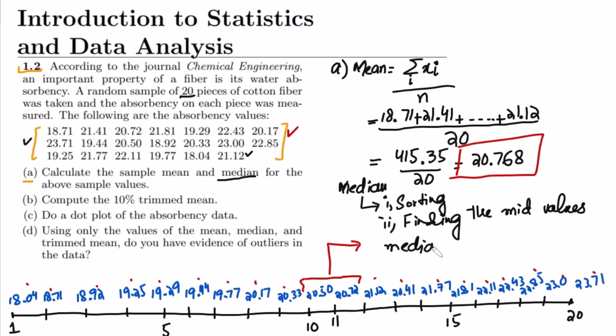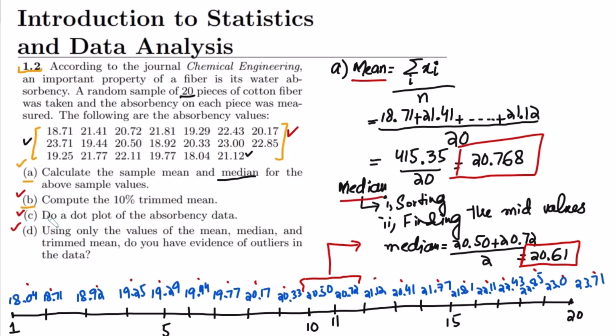In order to find this median, what do we have to do? We have to add these two numbers together. So that is 20.50 plus 20.72 and divide it over 2. Okay, so from it what will we get? We will get the answer, and that is 20.61, and that is the answer to our question, the median. Okay, so that is the answer of the median.